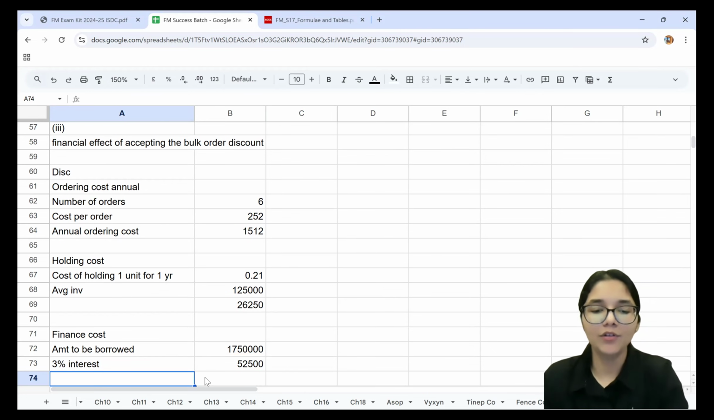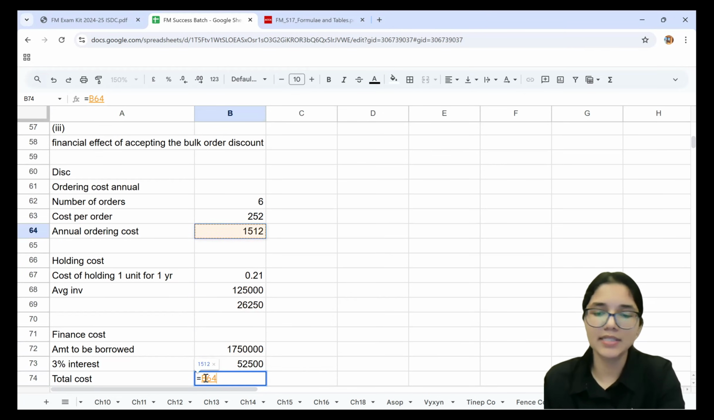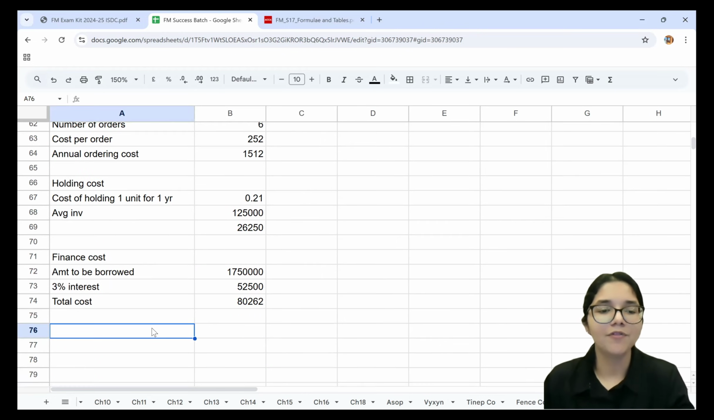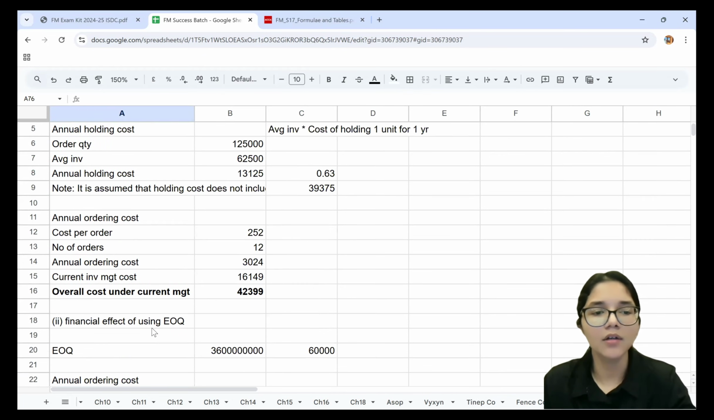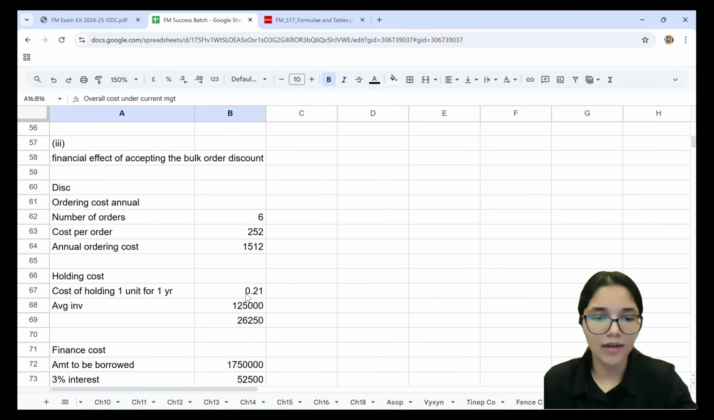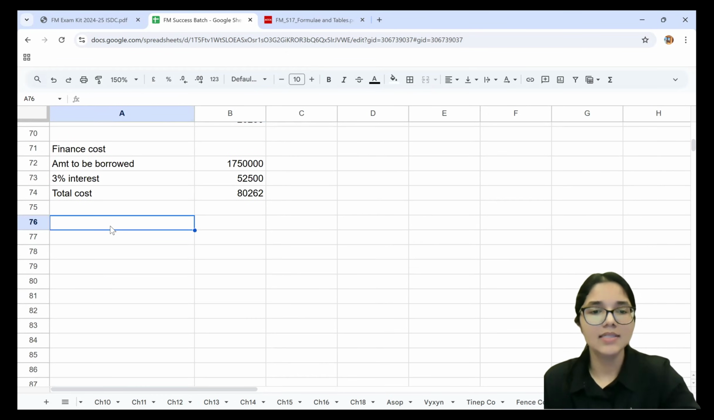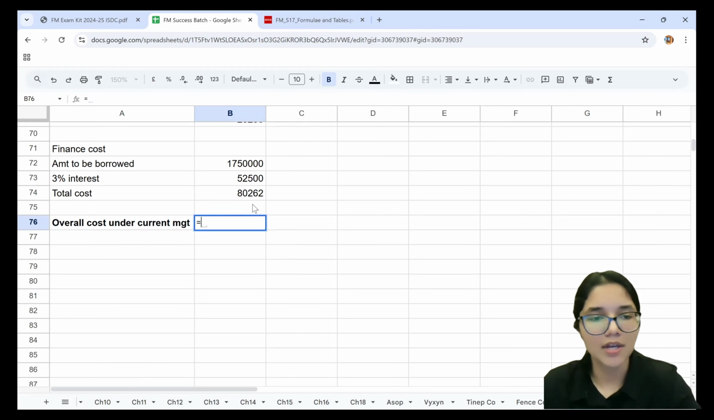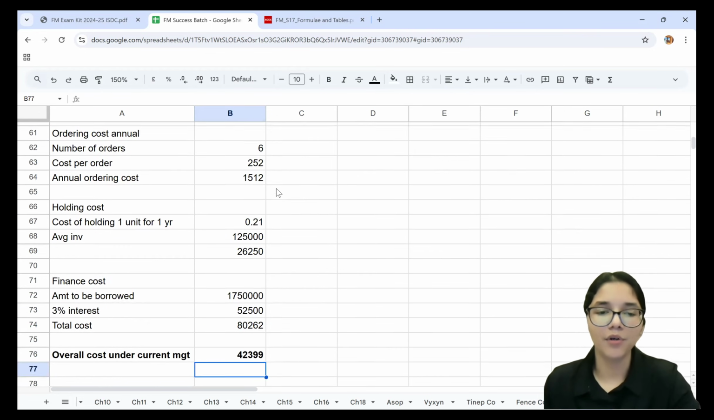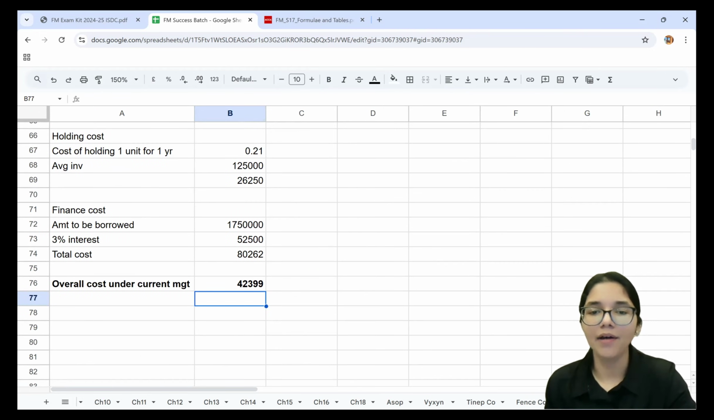Then you can now find out the total of all of these costs. So the total cost, if we do go ahead with the discount, is 1512 plus 26250 plus 52,500. This is the total cost if I go ahead with the discount. And then you can compare it with the overall cost that you have under the current management system. So under the current management system, this is the cost that you are bearing. You just have to see whether the number has been correctly copy pasted or not. This is the number. So this is the cost that I'm bearing at the moment.